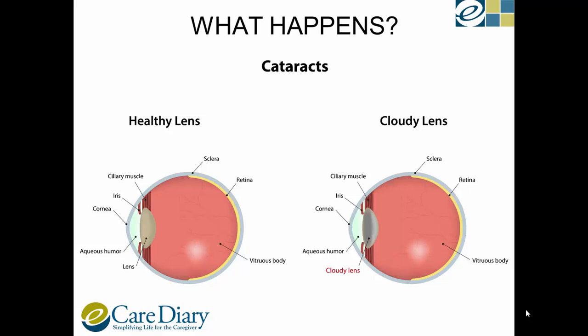The lens is made up mostly of water and protein, but as we get older, some of the protein clumps together. This clouds a small area of the lens, which is called a cataract. Over time, cataracts may grow larger and cloud more of the lens, making it harder to see.